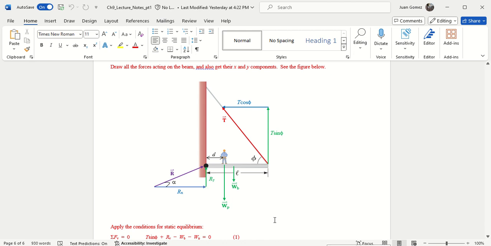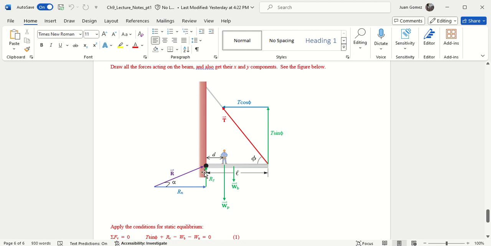Notice Ry is in the positive y direction, Rx is in the positive x direction. So again, you have to choose your pivot. And again, your pivot in problems like this, these static equilibrium problems where some type of beam or support rod is holding, in this case, supporting this construction worker.